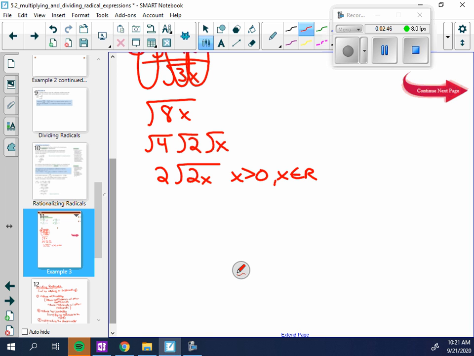Okay, so we've done step 1. We did step 2. Step 3 is rationalize the denominator. But we don't even have a denominator, so we're done that question.